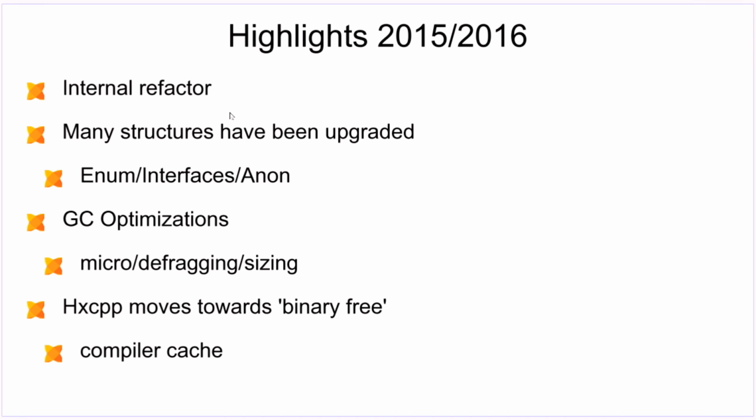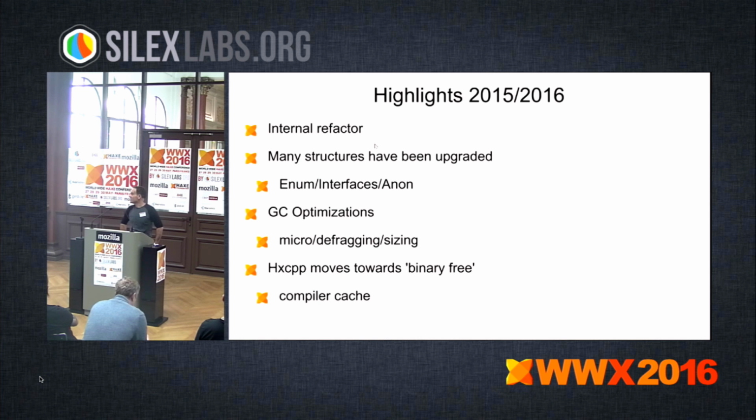So the highlights of the last year is a big refactor in the way the OCaml code was written. The original code was over 5 years old now, and when I first started, I didn't really know what I was on about that much, so I've learned a bit since then. I've also upgraded some of the internal structures in the actual header files that Hxcpp uses. The enum interfaces and anonymous structures have all had a bit of an overhaul, and again, some of those date back 5 years or more, so it's probably a bit due.